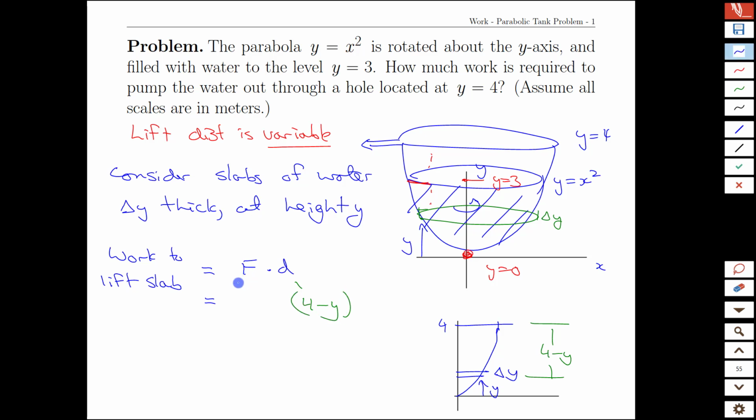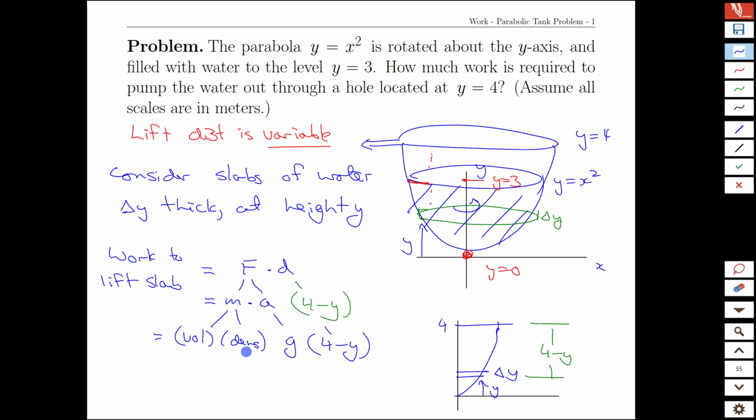And the force is going to be easier if we think of it broken down into mass of what we're lifting times the acceleration that it's being subjected to through gravity. So we're going to do one of these little tree diagrams again. The mass is broken down to the volume and the density. And the acceleration is just g, the acceleration due to gravity. And then our lift distance is still 4 minus y. So I'll try to be careful with my g's and y's here to make sure they aren't getting confused.